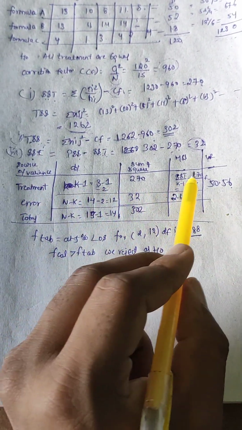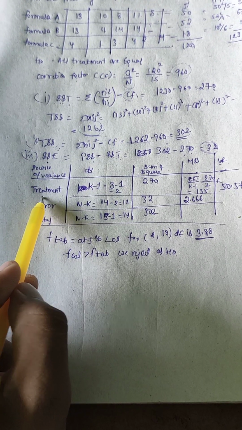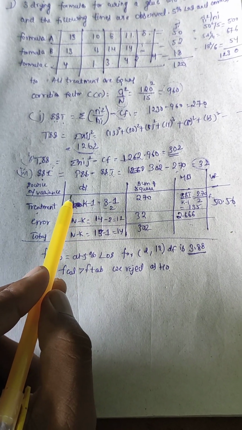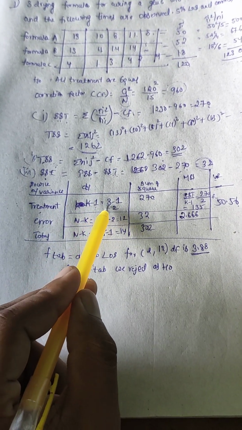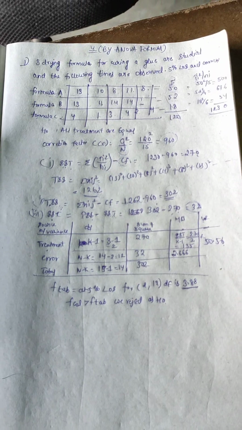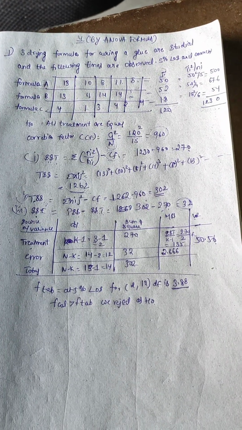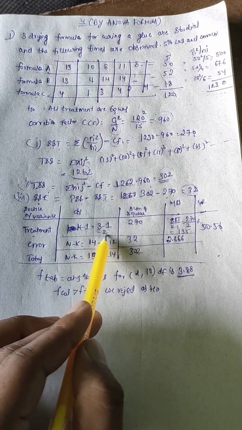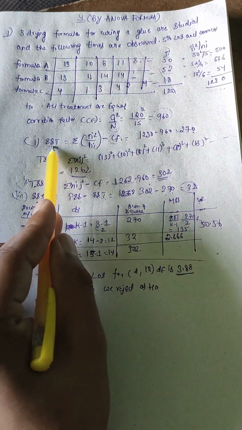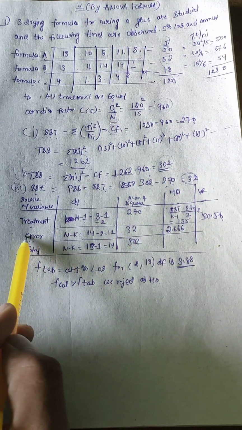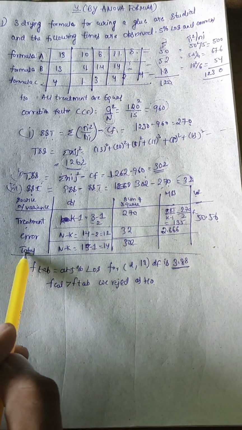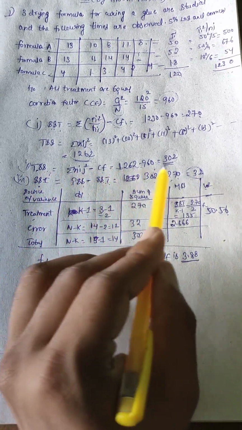So we will draw the table like this. The first rows are treatment, error and total. The degrees of freedom for treatment is k minus 1, where k is the number of formulas, which is 3, as given in the question that 3 dying formulas are presented. So 3 minus 1 is 2. For the sum of squares, treatment is 270, error is 32, and the total is 302.